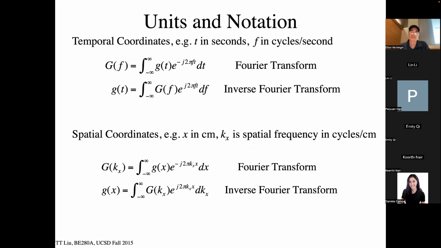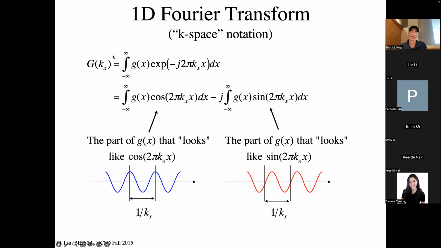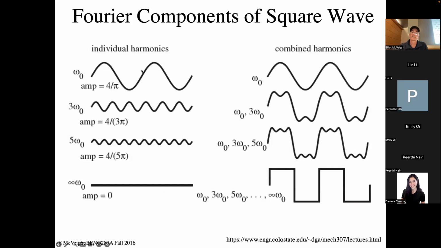So that's how you build functions from the Fourier components, right? If we go back to this transform and we ask, what are the frequency components of our function g of x? Then here, if g of x is this square wave, we perform that transform and we'll get these values. These amplitudes are the things that come out, right?